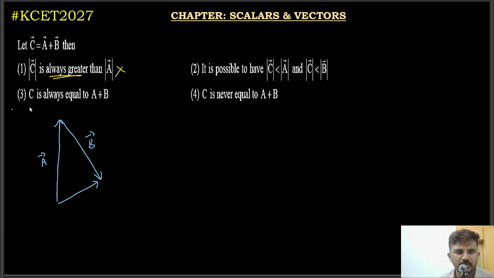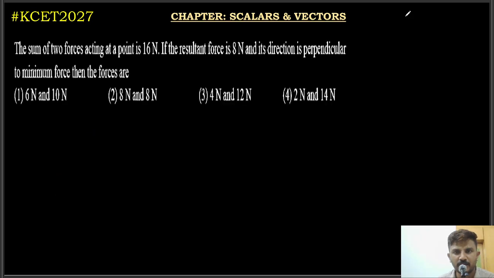Wrong. C option, C is always equal to A plus B. Wrong. Never equal to A plus B. Wrong. It can be equal to A plus B. Here there is a possibility that the magnitude of C can be less than the magnitude of A, and less than the magnitude of B. So that's why I will go with option 2, because C can be greater than A and B and less than A and B, depending on the orientation of the two vectors A and B.